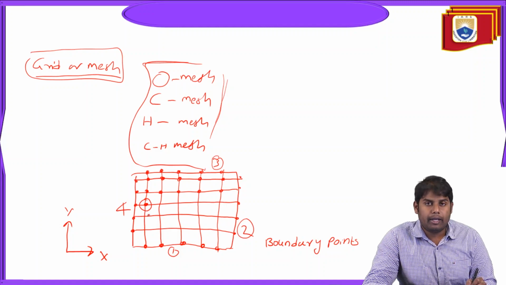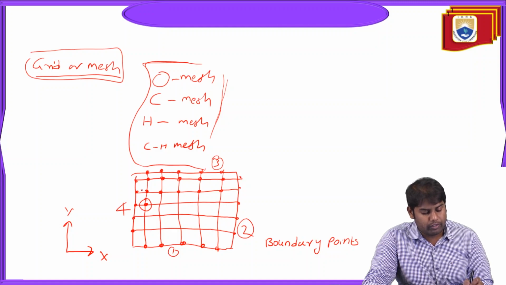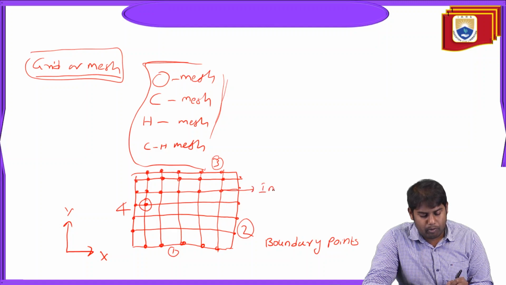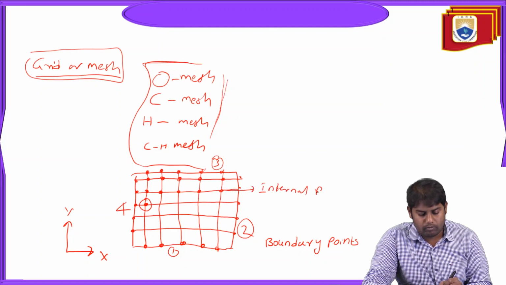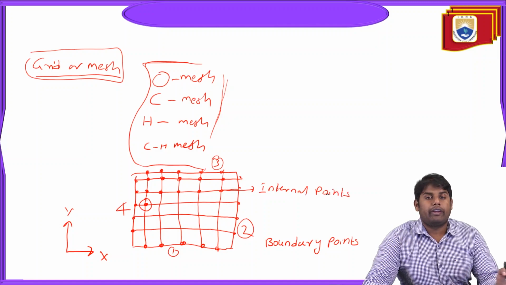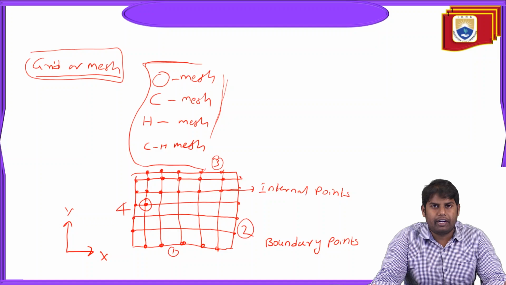This grid point will be able to locate the position of the fluid particle in the finite difference method. We will see in detail, but whatever grid points are present apart from the boundary points are called the internal points, or internal field points. There are different names, but in general you can use boundary points and internal points, or internal field points. Anything can be taken.